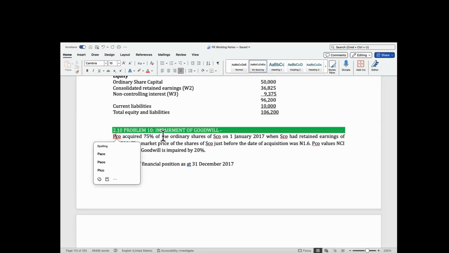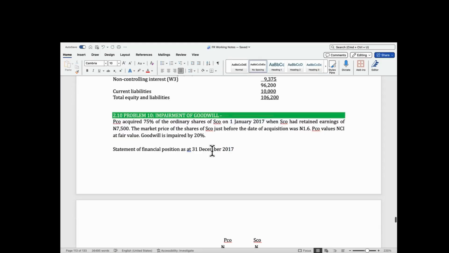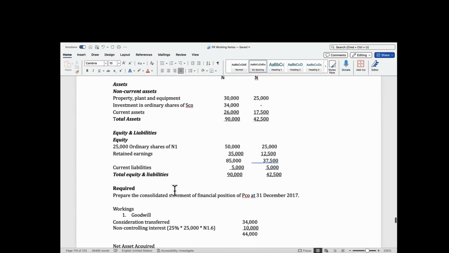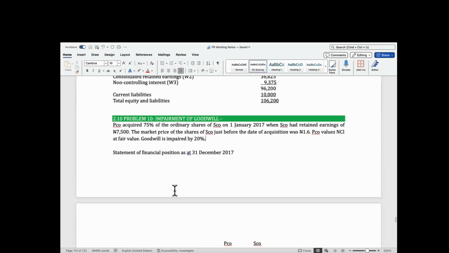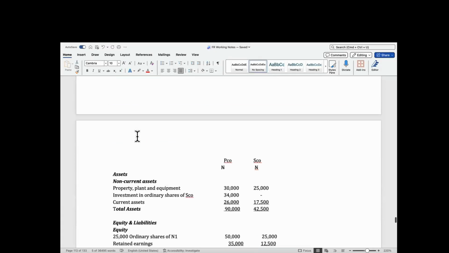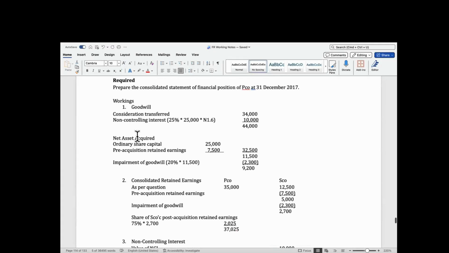Pico acquired 75% of the ordinary shares of ESCO on 4th January 2017 when ESCO had retained earnings of 75. The market price of the shares of ESCO just before the date of acquisition was 160 kobo. Pico values NCI at fair value. Goodwill is impaired by 20%. I was giving them a statement of financial position, prepare consolidation. Okay, so again, almost the same thing. The only difference here is that NCI is measured at fair value. That's the only difference. Every other thing is the same as the previous one.